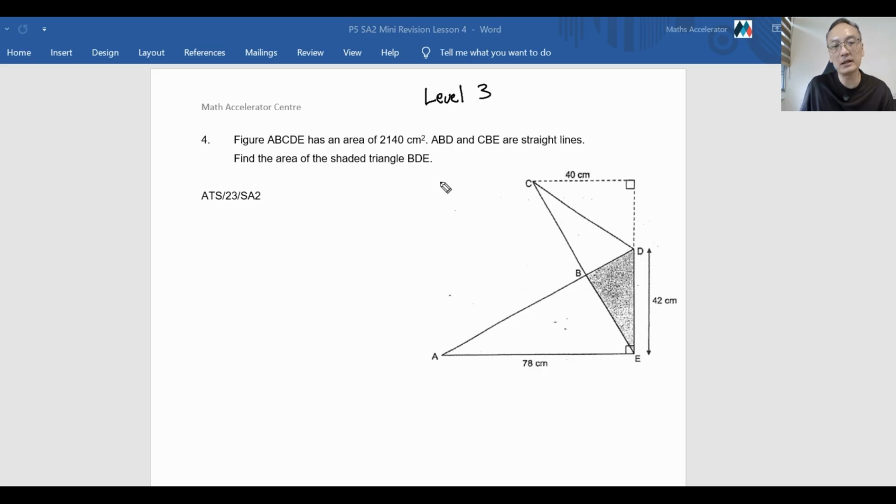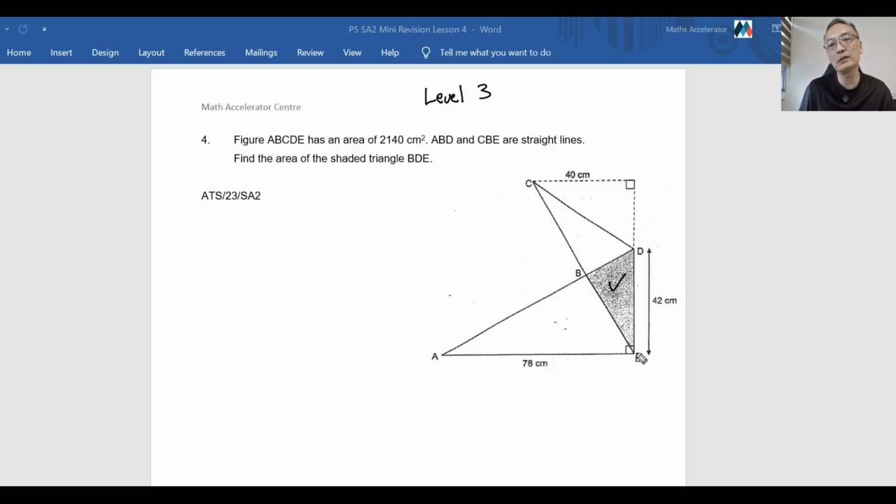Figure ABCDE has an area of 2,140 cm square. ABD and CBE are straight lines. Find the area of the shaded triangle BDE. Okay, what we can see here, we have two triangles. We have this figure, in total 2140 cm square. We have two straight lines here, ABD and CBE. Find the area of the shaded triangle BDE, right? Which is this part here.